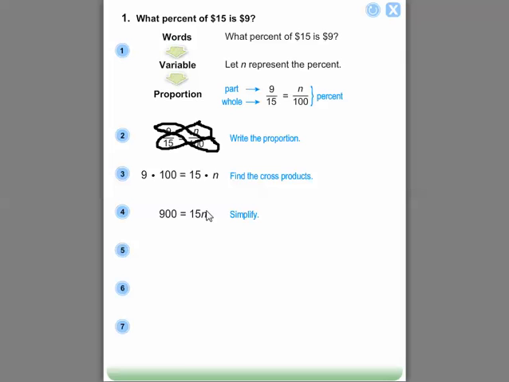And then we want to get N by itself because we're looking for that percent. We're looking for N. So to undo that multiplication, we're going to divide by 15. And then whatever we do to this side, we have to do to the other side. So we have 900 divided by 15 equals 15N divided by 15. And then we get 60 equals N. And then we have to state our solution. So $9 is 60% of $15.